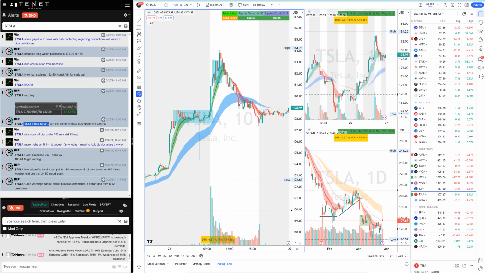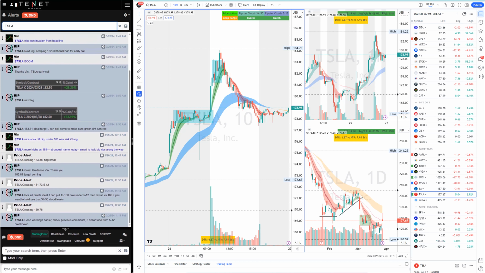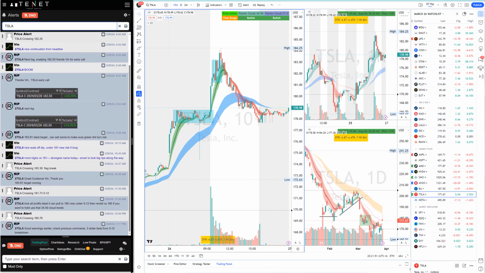I told everyone that when the 512s are breaking down, that's where you exit. This is where the Tesla 512s are breaking down, and I told everybody to lock the profits. Since I told that, it faded from 182 all the way to 178. So that was another short trade: long trade, short trade, all by the system, repeatable setup.